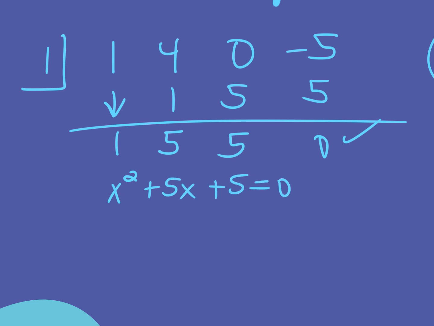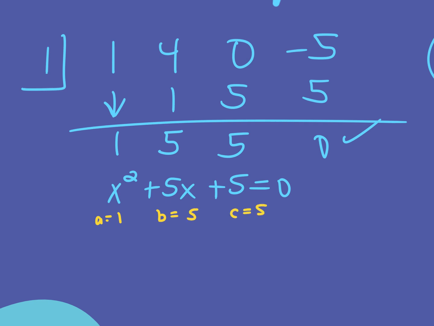Now at this point, we hope what happens? We hope it factors. Does it? No. What are your 2 options? If you get here and this doesn't factor, what are the 2 ways you can solve this? Complete the square or quadratic formula. I'm just going to go ahead and use quadratic. So A equals 1, B equals 5, C equals 5.